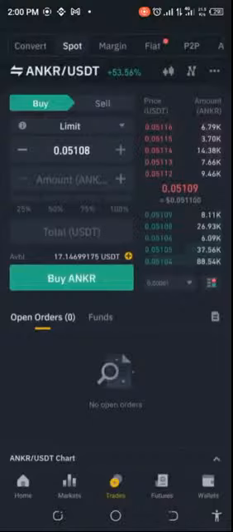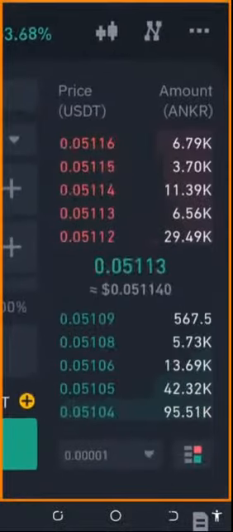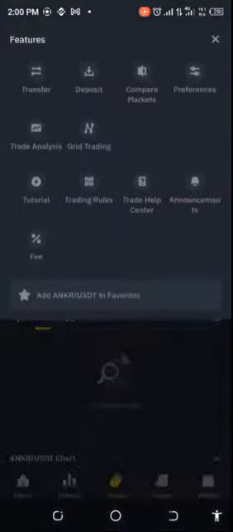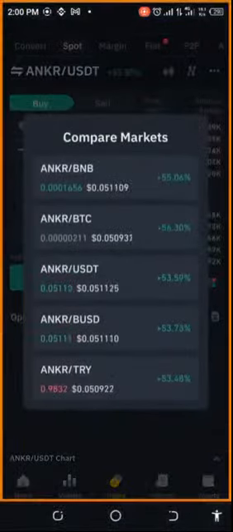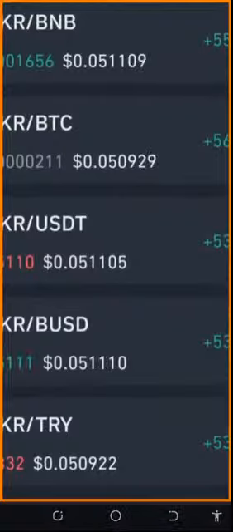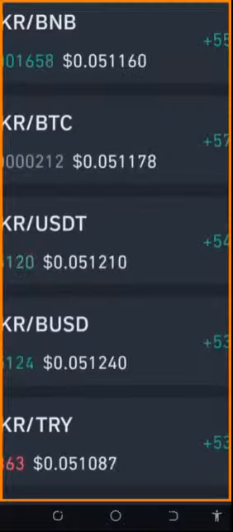What is the price right now? Okay, the price is 0.5110. Let's go check the compare markets, because it's really flipping and flopping. Okay, as you can see here, BTC is 0.509. USDT is definitely going to get back to 0.509, and I'm going to put it back at 0.509. That is what I am going to put it back as, and that's what I'm going to sell it as.